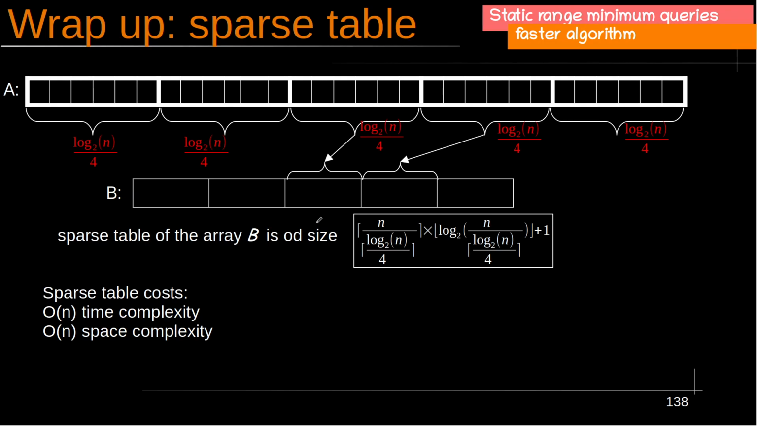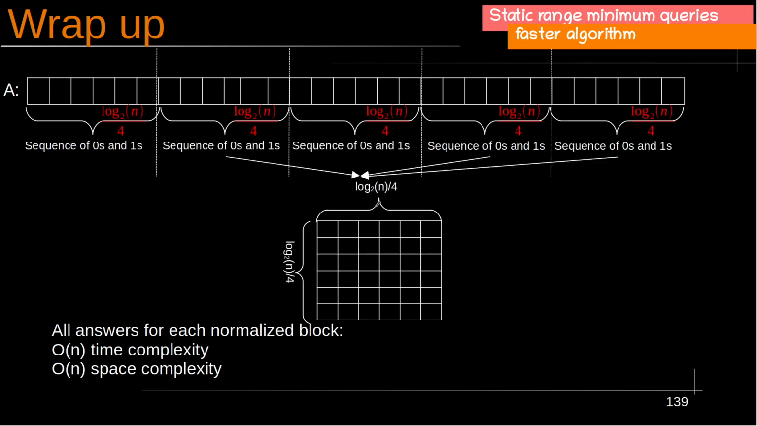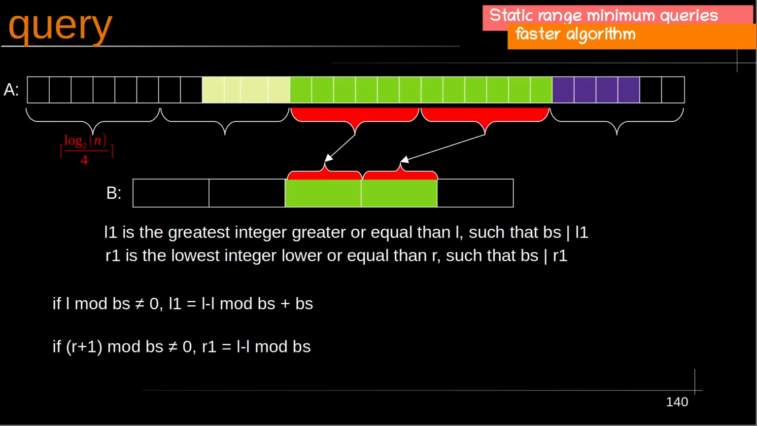So the sparse table will be built like this. And we know the formula of the sparse table. And we will compute all the 2D arrays of the types of each type. Now, how to query now?